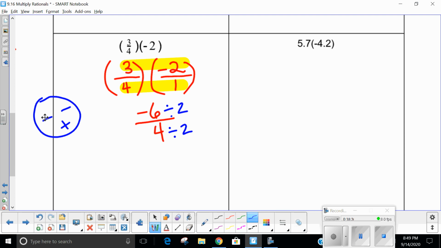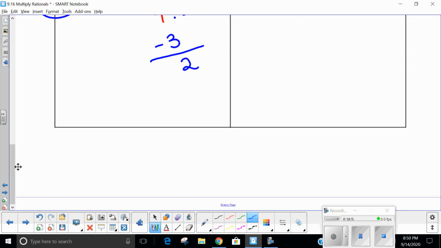A negative divided by a positive equals a negative. So my answer is going to be -6 divided by 2 is 3. 4 divided by 2 is 2. Now, looking at this, we can do one step further and we can divide 2 into 3.